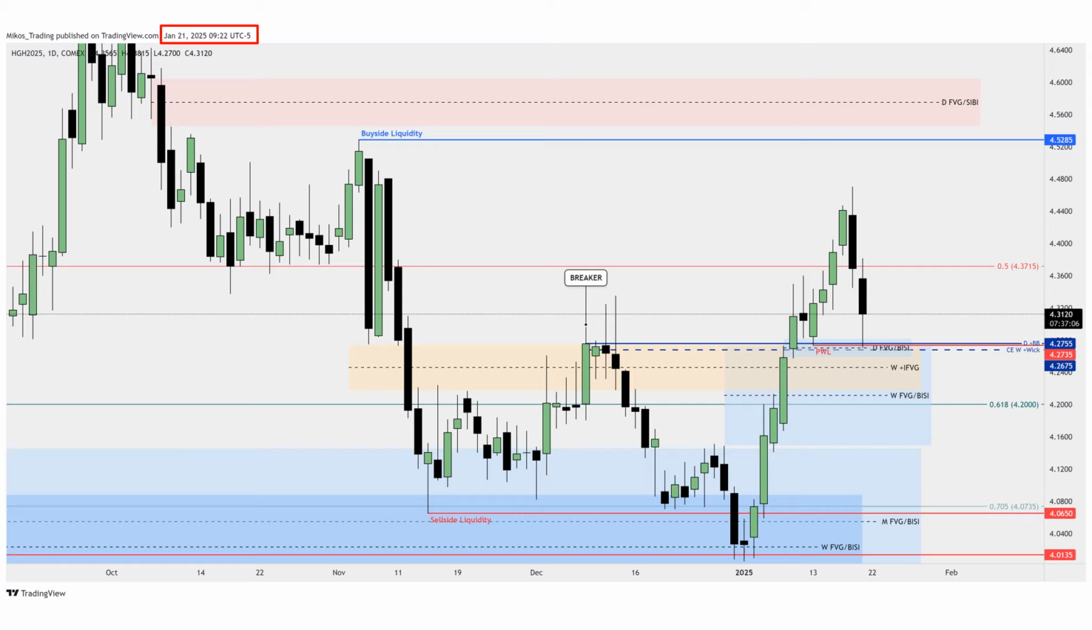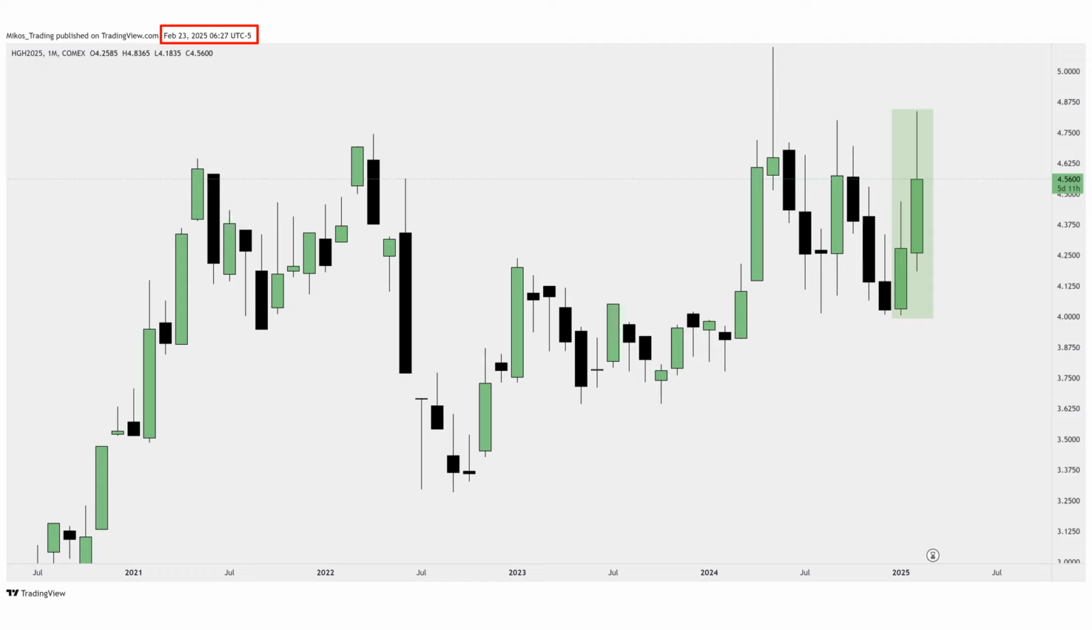Before we proceed to the pattern recognition stage of my trading process, I recommend that we look if price was in fact bullish for the rest of January and February. This is the monthly chart on 23rd of February. We see that price did in fact trade higher and took out the monthly short-term high.